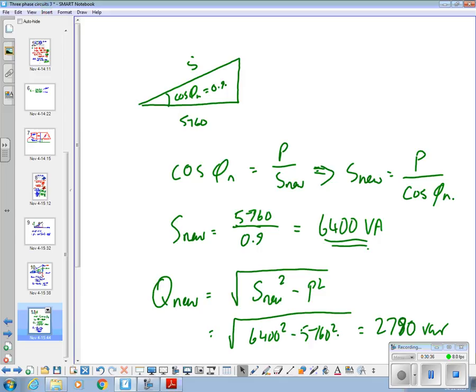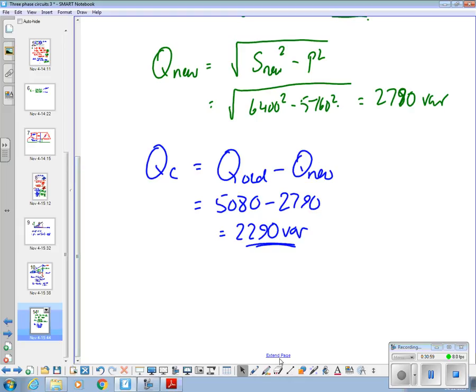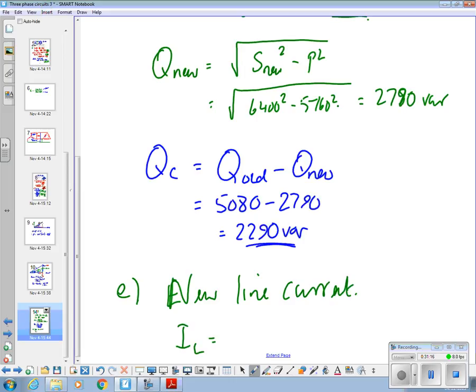Into 6400, yeah? We can all make mistakes, so I wrote Q new squared down and then put in the figures for the QC. Anyway, 6400. And then how do we calculate the new line current from this information? That's part E. New line current, how do you go and get that?